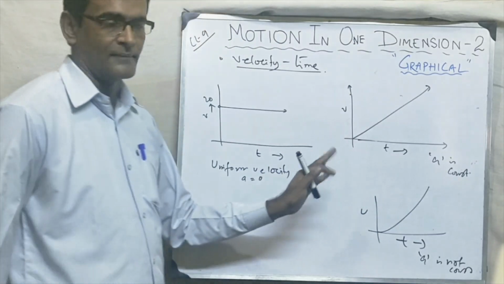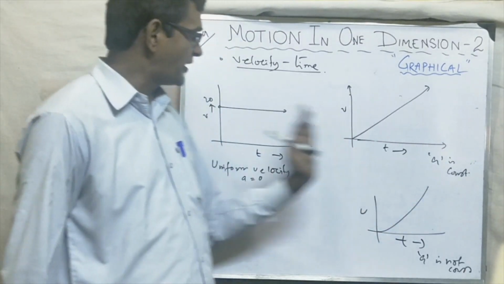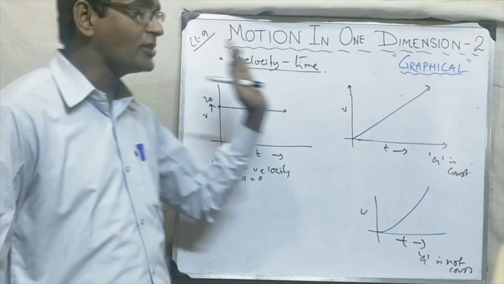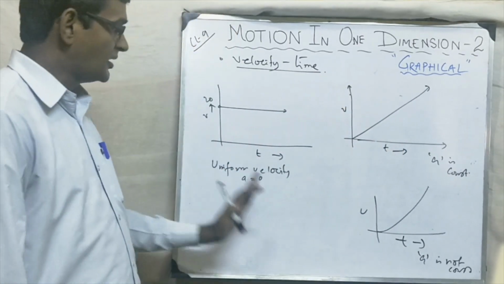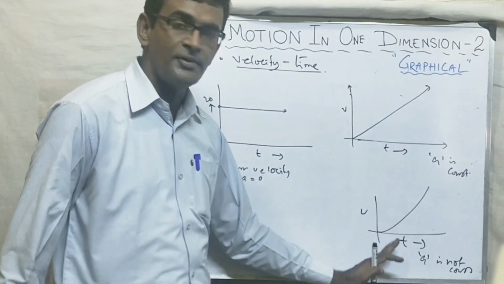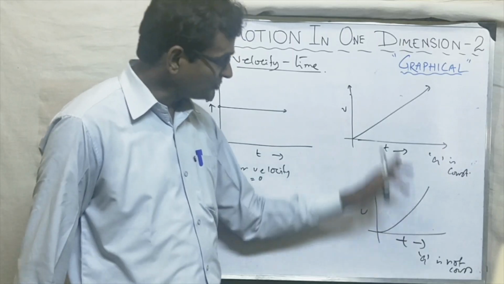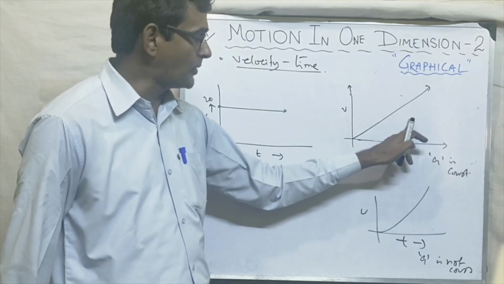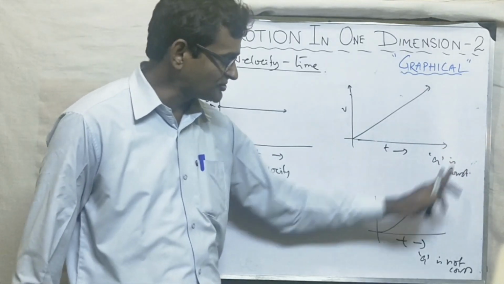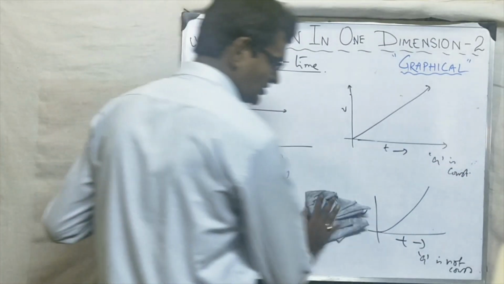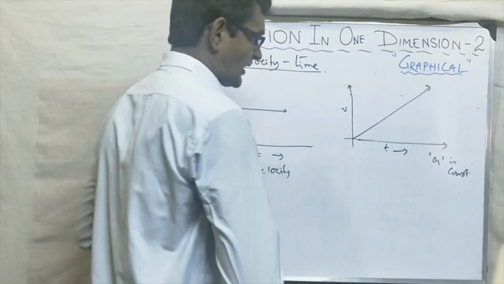Just keep in mind, please pause the video and draw all the graphs you can see on the board. If the graph is a curve, it means non-uniform motion. This is also non-uniform motion, but here acceleration is constant and here acceleration is not constant. So this is not required. I am removing it.